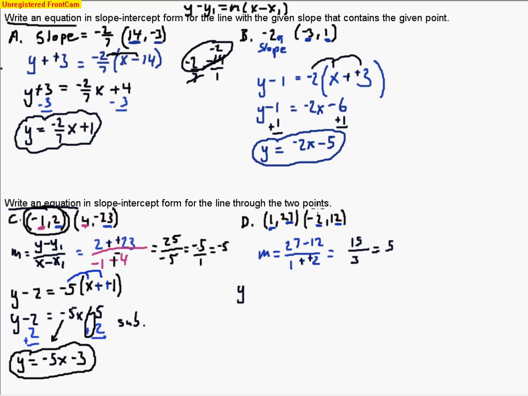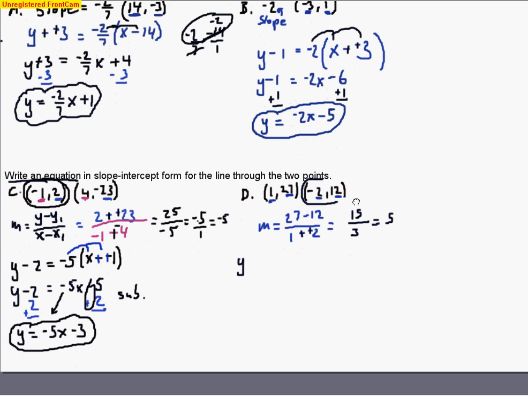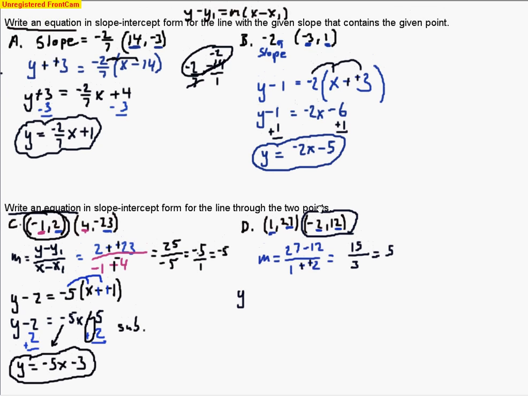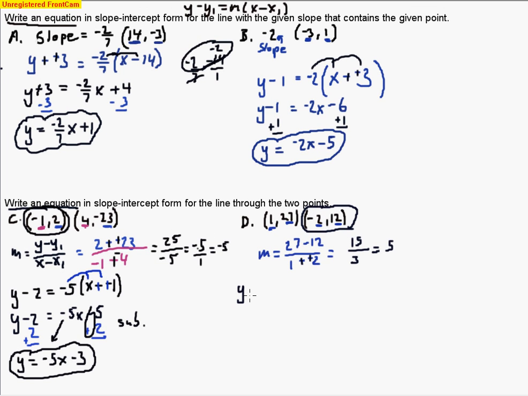Then we take one of the points. Let's take this point right here, negative 2 comma 12. We'll go ahead and substitute those points into the equation. So y minus 12 equals 5 multiplied by x minus negative 2. Again, you see that minus negative, quickly change that to plus positive, and then distribute. See what we've got left over. So we still have y minus 12, and it equals now 5x plus 10.